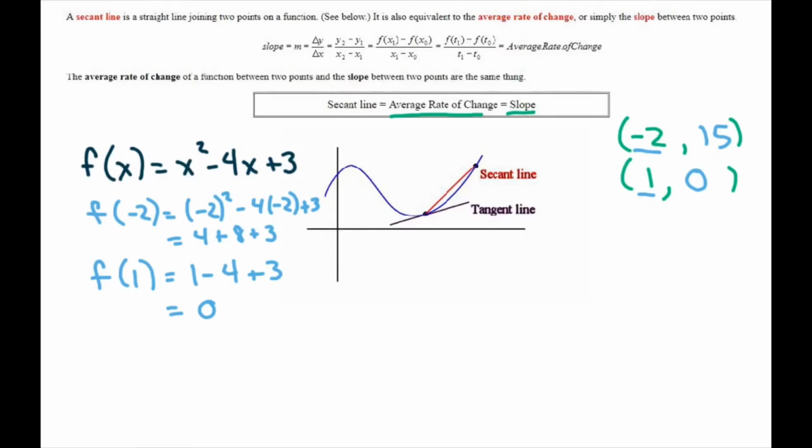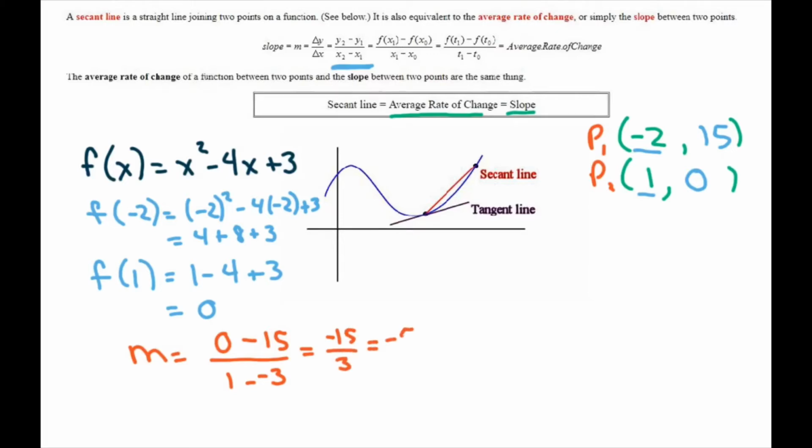And now to find the slope, we just have to use our slope formula there. So our slope, we'll just call this point 1, point 2. So we get 0 minus 15 divided by 1 minus -2, which equals -15 divided by 3, which is -5.